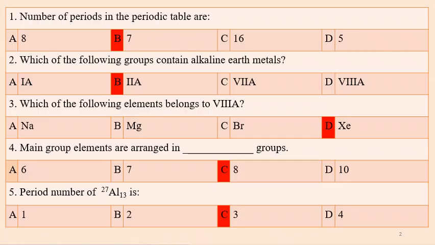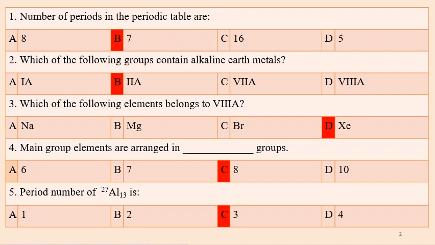MCQ number 1: number of periods in the periodic table are. The correct answer is 7. How? The periodic table is arranged in rows called periods. If you count them, there are 7 horizontal periods. For example, period 1 has hydrogen and helium, period 2 has lithium to neon, and so on till period 7, which includes Fr, Ra and even artificial elements. So the correct answer is 7.